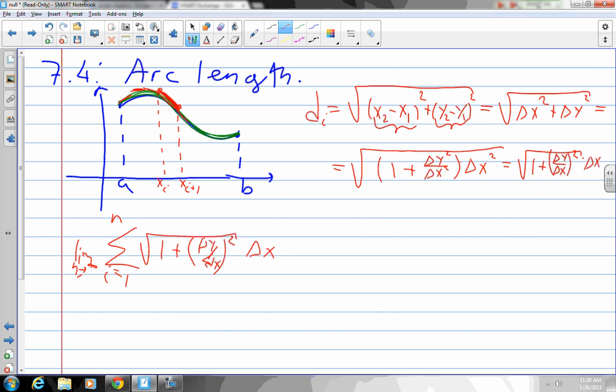So the arc length, and usually we use capital S for that, will be given by the integral from a to b of the square root of 1 plus dy/dx squared, dx. So basically, it's 1 plus the derivative squared. That's what it says, right? It's 1 plus the derivative of the function squared under the square root.